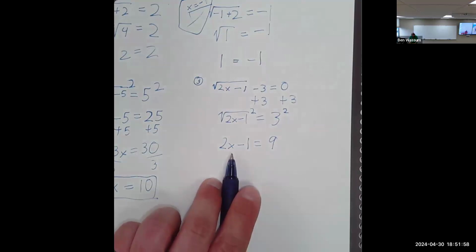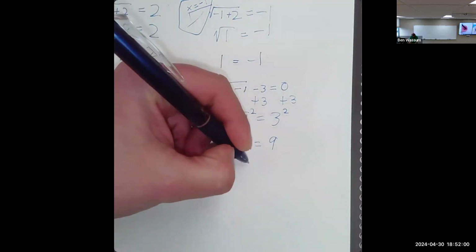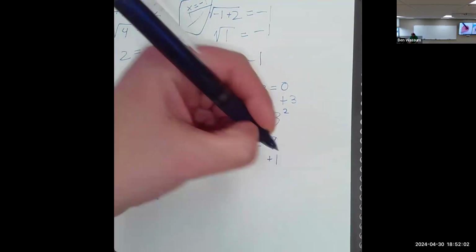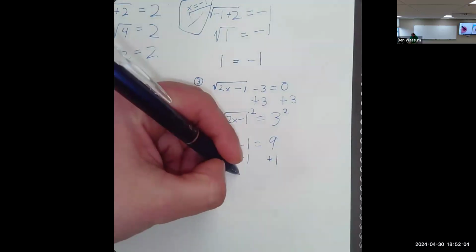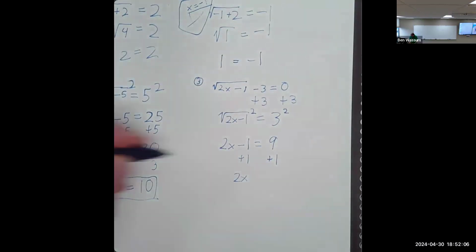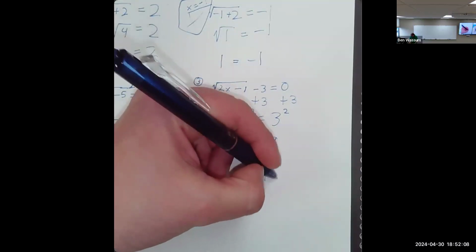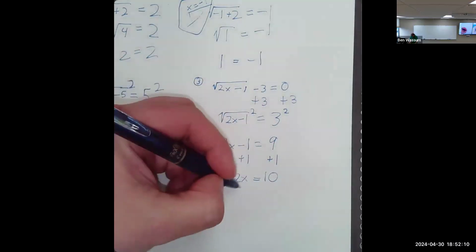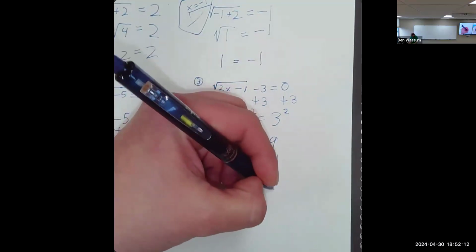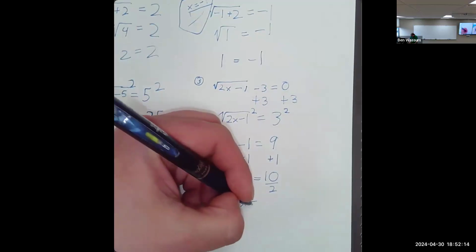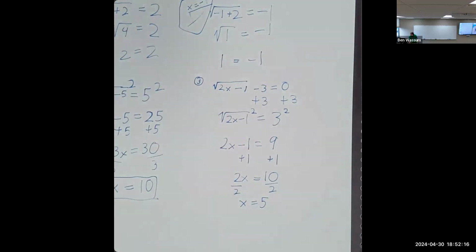Then we got to get the x alone. Add the 1, add the 1, 2x left over here, and over here, divide off that 2. X is equal to 5.